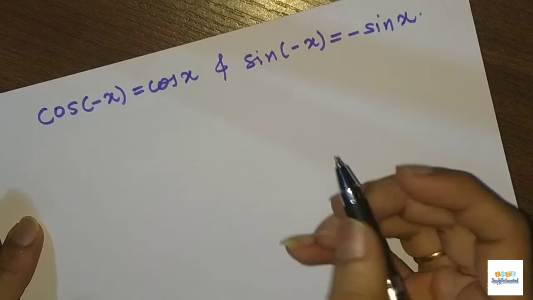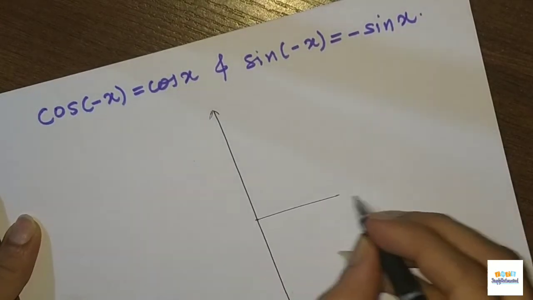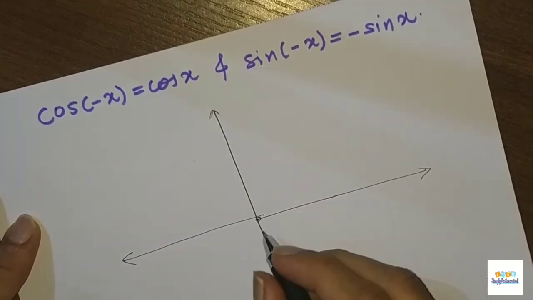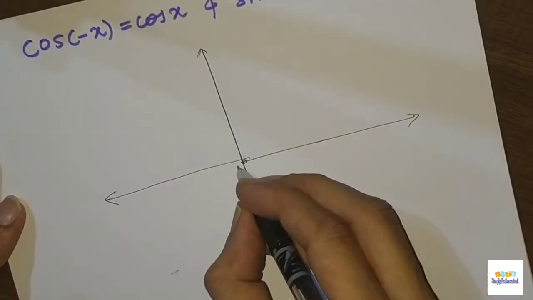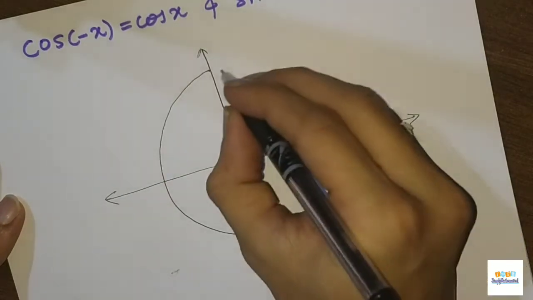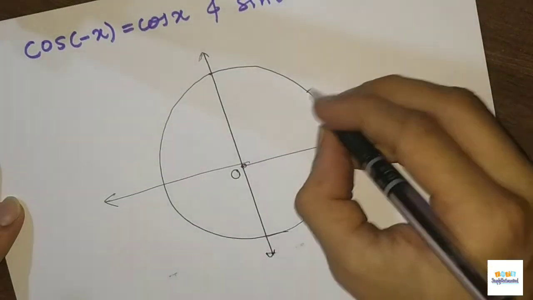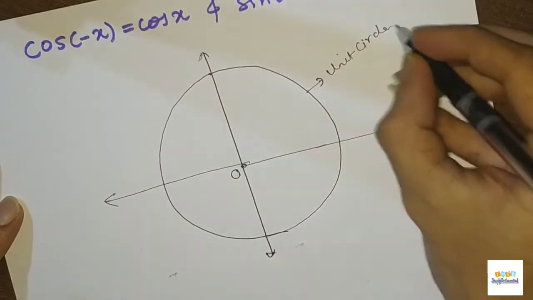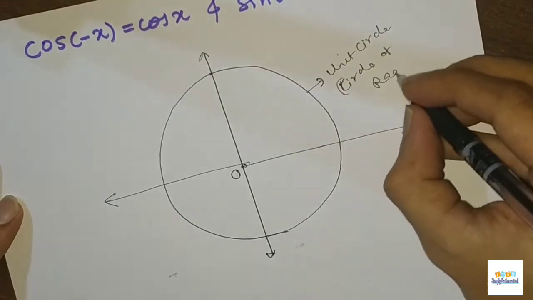So you consider the coordinate axis, and you consider a unit circle. That is the circle of radius 1 with center as the origin. So this is the origin. You consider the unit circle. Right, so this is the unit circle, that is a circle of radius 1.